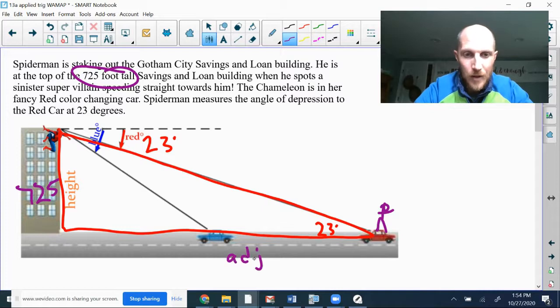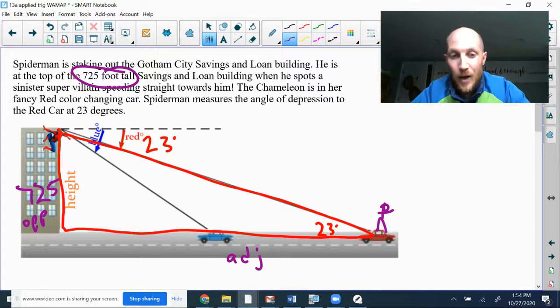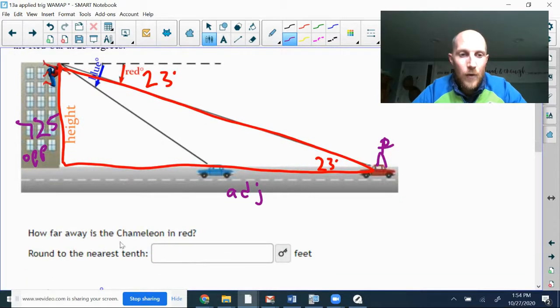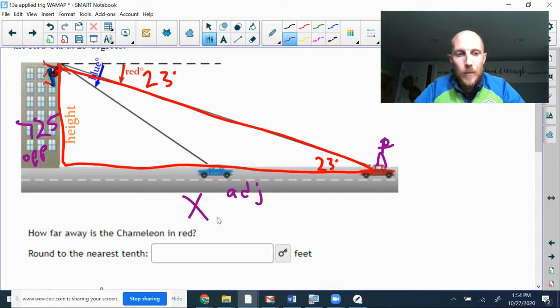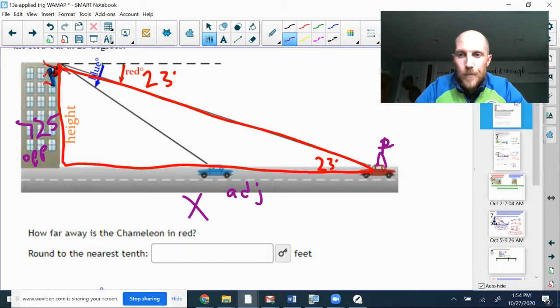So I got an adjacent side down here. I got an opposite side over here. The hypotenuse is irrelevant in this problem, so I got opposite, I got adjacent. The question asks me, how far away is the Chameleon in the red car? That's going to be the adjacent side. So I am looking for the adjacent side. I know the opposite side.